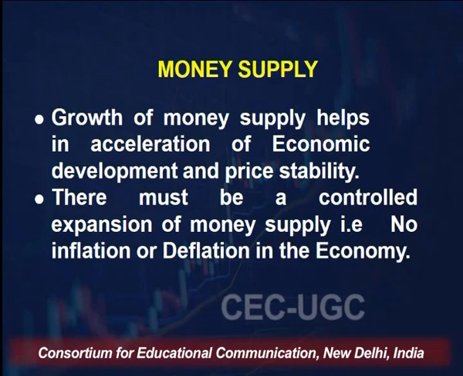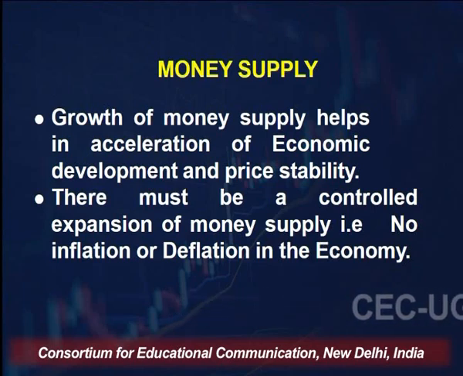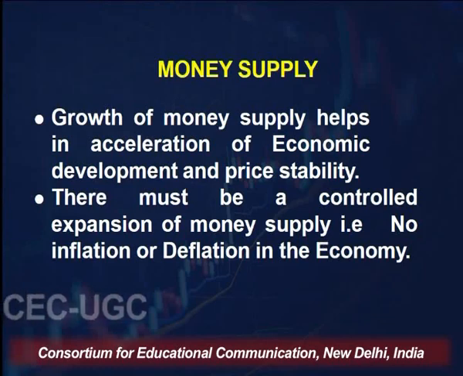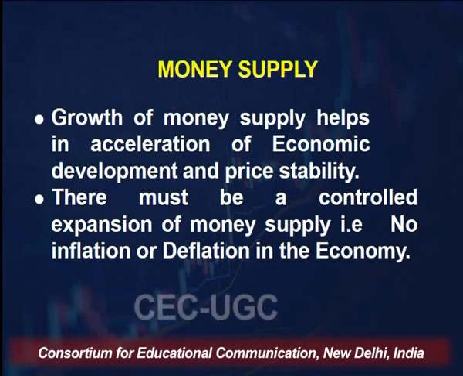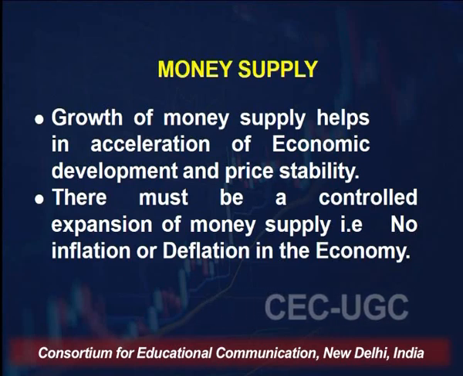And there must be a controlled expansion of money supply, that is, no inflation or deflation in the economy should be there. And through control of money supply, we will be able to control even prices in the economy. So RBI has this instrument in their hand, that by changing the supply of money, they are able to control inflation or deflation in the economy.